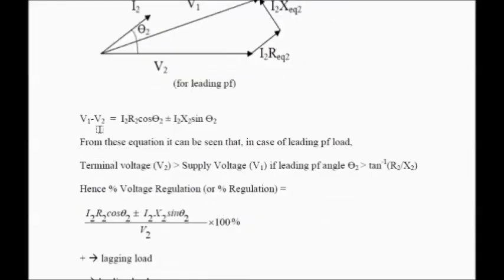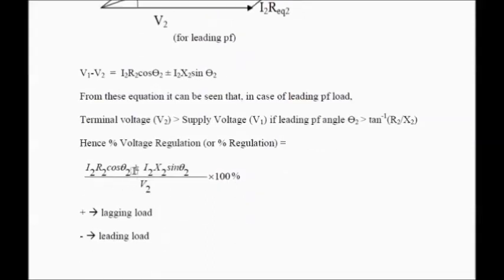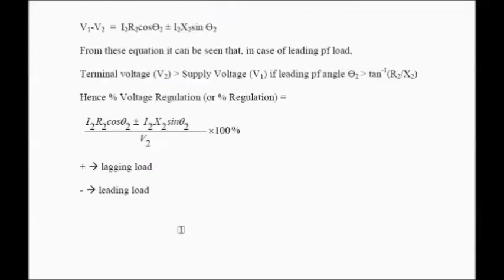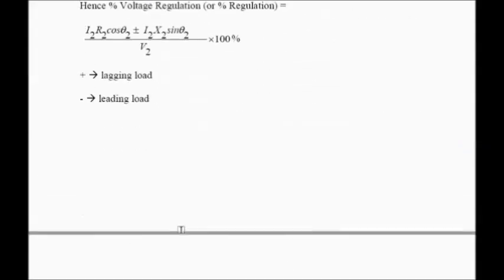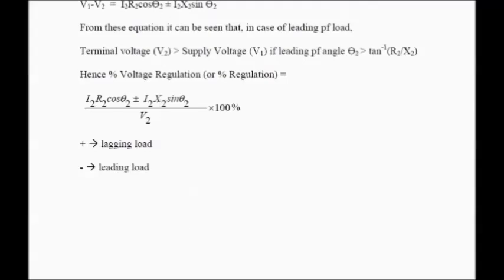Since V2 is the full load secondary voltage, I have calculated this V1 minus V2. So percentage regulation will be I2 R2 cos theta 2 plus or minus I2 X2 sin theta 2 divided by V2 multiplied by 100, and the plus sign is for lagging power factor, minus sign is for leading power factor. So this is all about voltage regulation. Now we will see a numerical on voltage regulation.